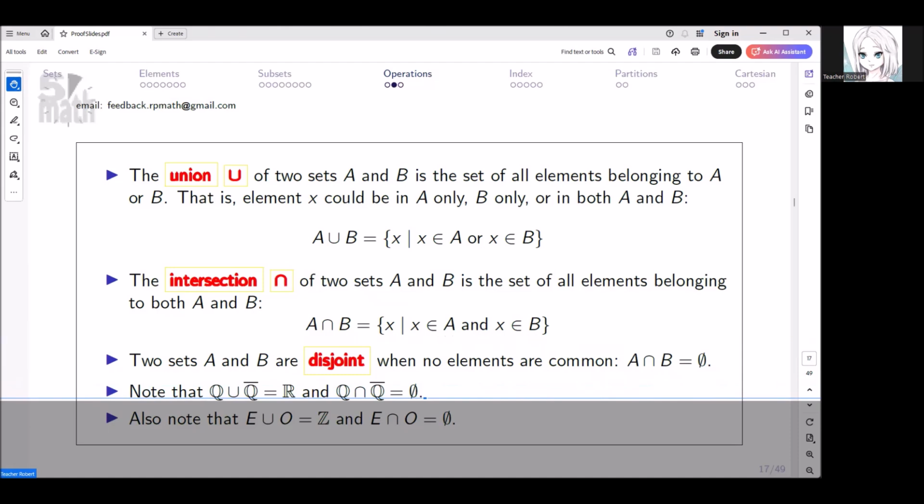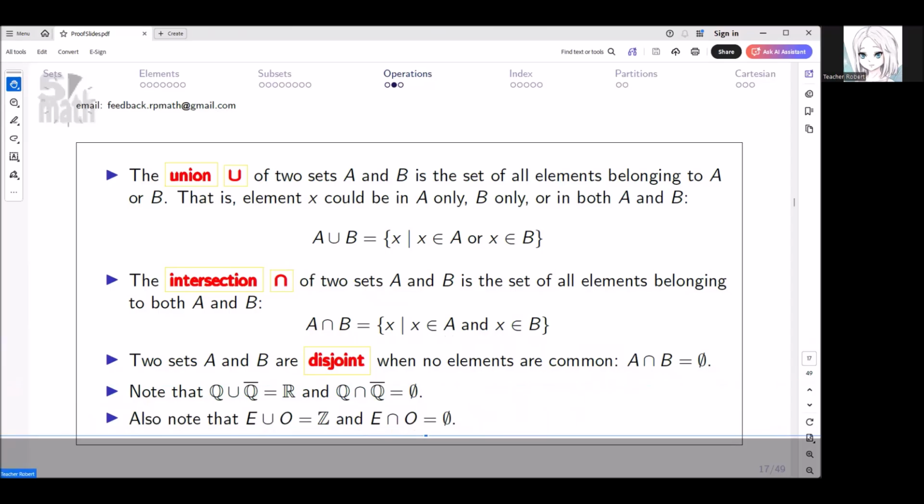Note that rational numbers union irrational numbers is real numbers, and rational numbers intersection irrational numbers is the empty set. Also note that even numbers union odd numbers is integers, and even numbers intersection odd numbers is the empty set.